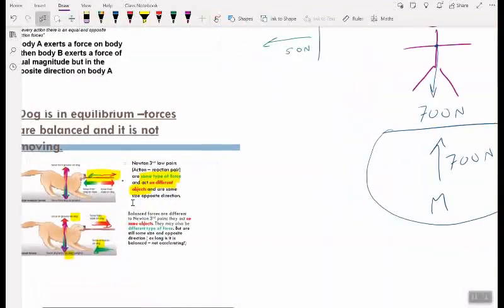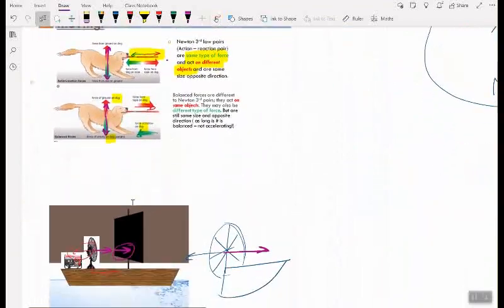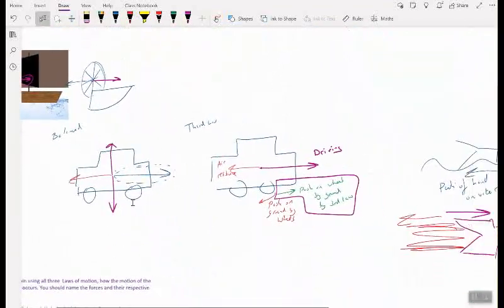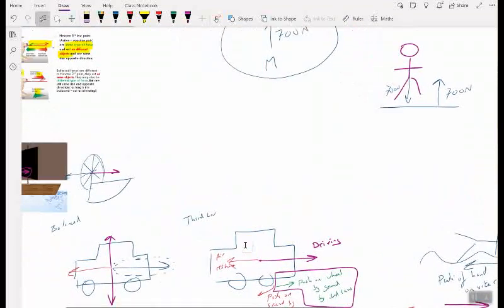If you're still struggling, have a good read over this diagram example here, and then try and think about some of these examples we've talked about again. Why does a car move? How does a rocket or a boat move? Think about how the forces are acting on different objects.